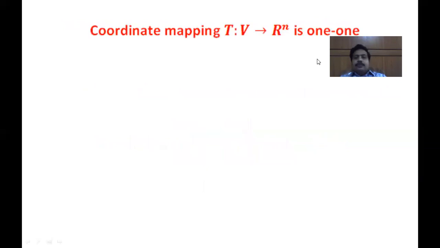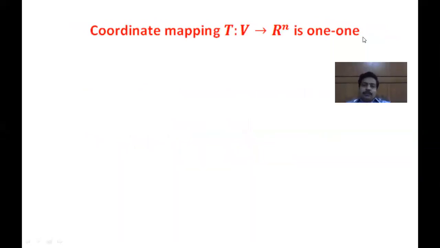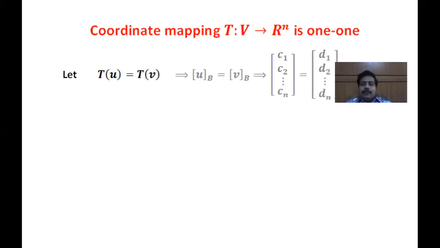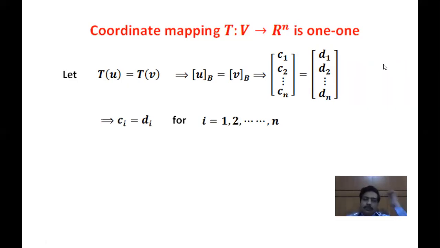Now let us prove that T from V to Rn is one-to-one. To prove any function one-to-one, we assume T of x is equal to T of y, and finally that implies x is equal to y. This is the method we take to prove a one-to-one function. So let us assume that T of u is equal to T of v, as u and v are vectors in our vector space V. This implies uB, the B coordinate vector of u, is equal to vB, the B coordinate vector of v.